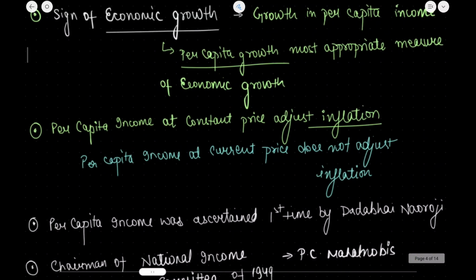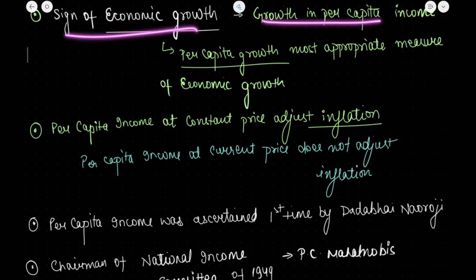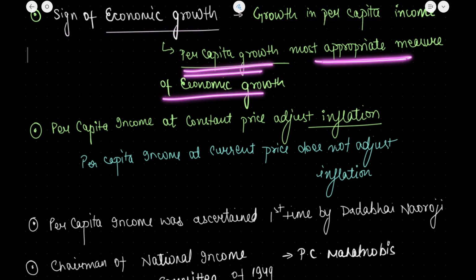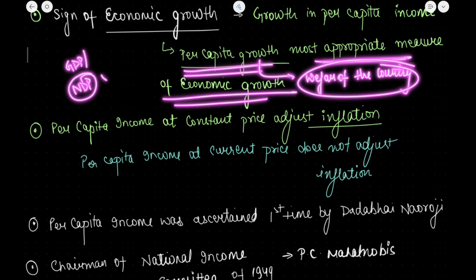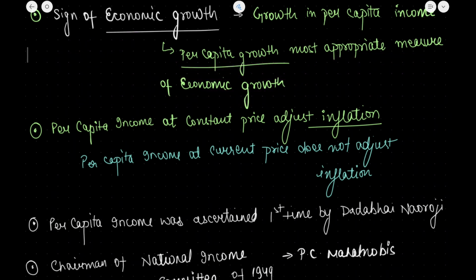Now, next is, what are the signs of economic growth? There is a growth in per capita income. I have already explained to you the basics. Now, per capita growth is the most appropriate measure of economic growth, as the per capita income measures the welfare of the people of the country. The GDP or the net domestic product does not measure the welfare. The GDP gives an idea about economic growth. The NDP, that is the net domestic product, is used to compare worldwide economies, and this per capita income or the national income is there to ascertain the welfare of the people living in that country.